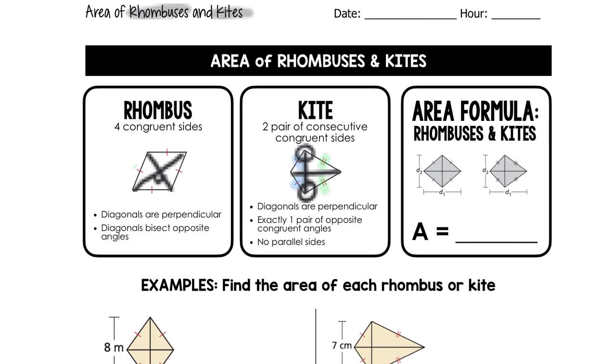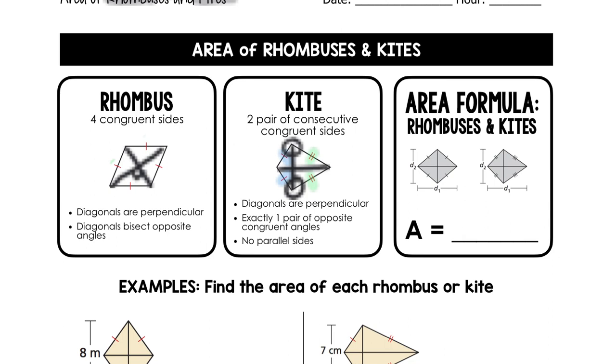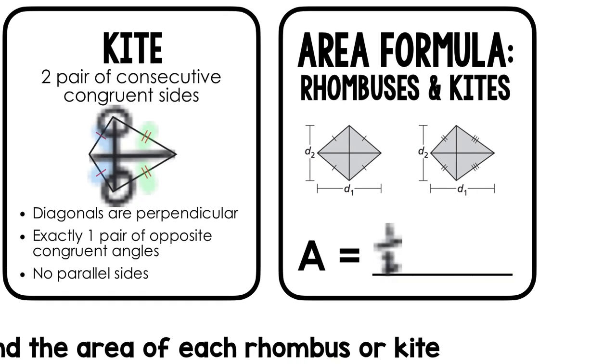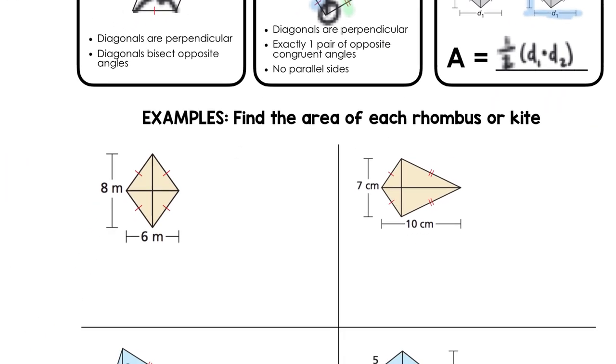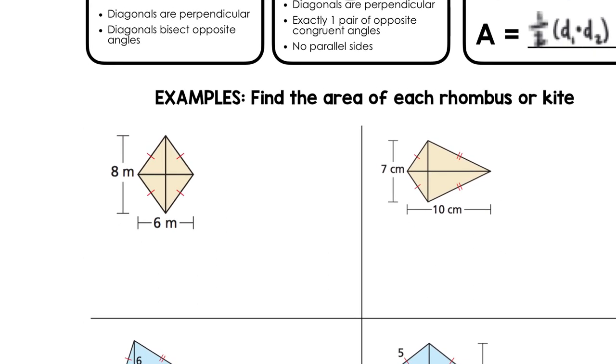There's the same area formula for both rhombuses and kites, and it is 1/2, and it involves the diagonals. 1/2 d1 times d2. So you take the product of those 2 diagonals, you multiply them. So the length of one times the other one, and then you just multiply by 1/2 or divide it by 2. So these ones on the first page, we're just finding the area of the rhombus or kite, and they give us most or all of the information that we need.